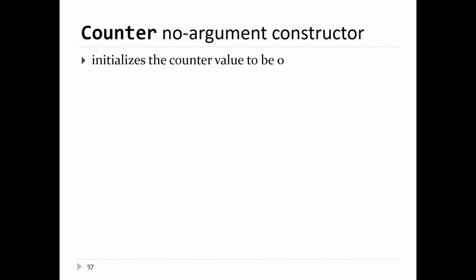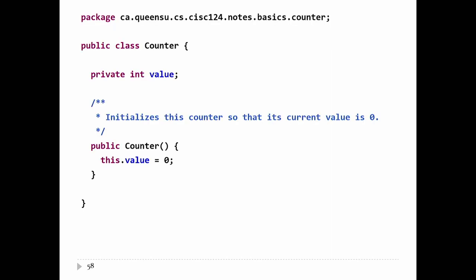Okay, what about the counter class? I want to make a no argument constructor for the counter. What should I initialize the counter to? Well, you probably want to start counting from 0. So that's easy. It's just this.value equals 0.